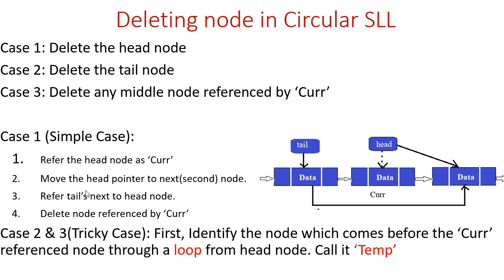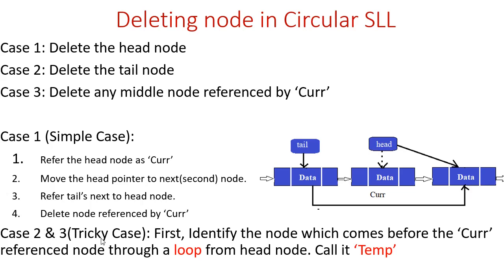So head equal to head's next, that is, move the head pointer to the next node. I still have the reference to the tail, since this is a circular singly linked list, so I will say tail's next is the head node. In the next step I establish this link, referencing the tail node to the head node. Now I am free to delete the current node. When I free the memory, tail is there, this is the new head, and there is a link between the tail and the head node.